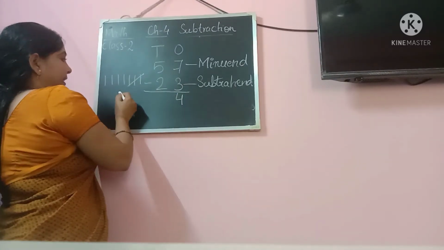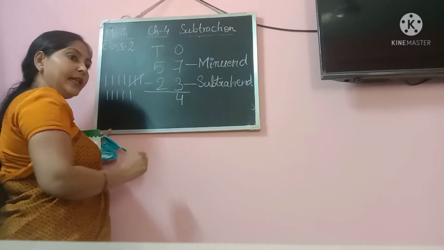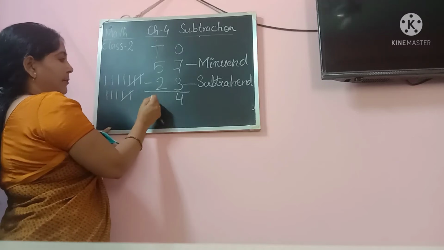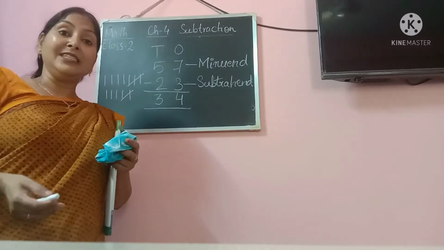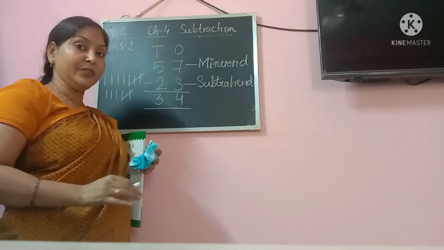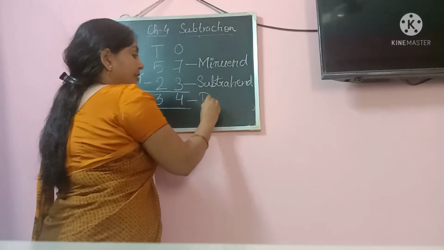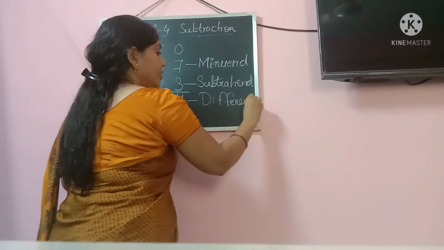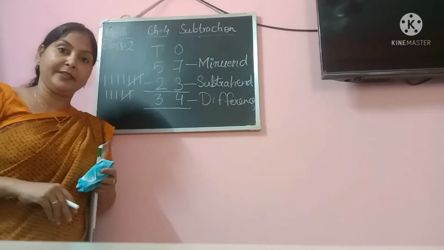Similarly, in the tens place I have the number 5. And how many do I have to subtract? 2. What is the remaining standing line? 3. So after subtracting, the result or the answer which we get is called the difference. So 34 is the difference between 57 and 23.